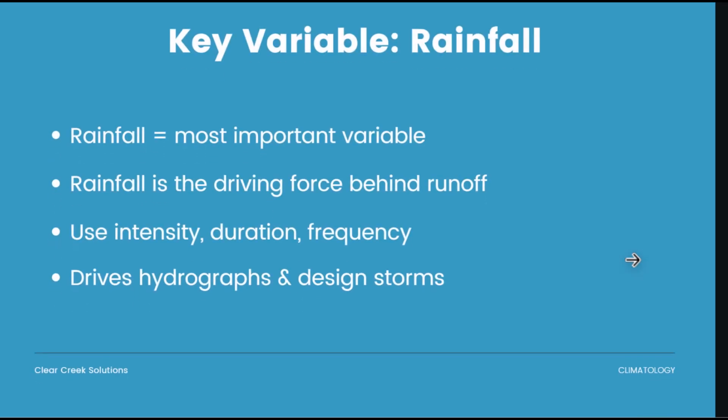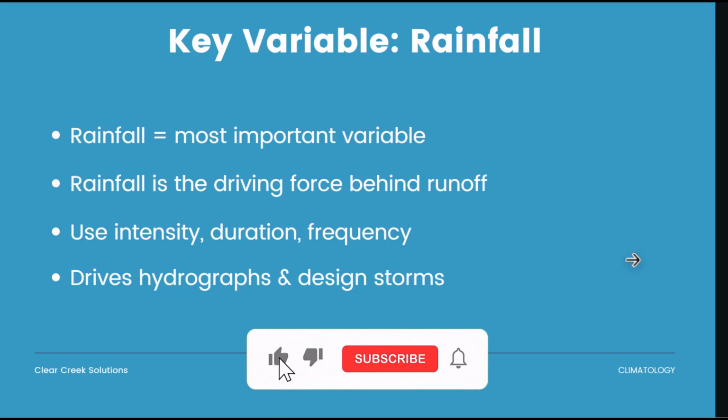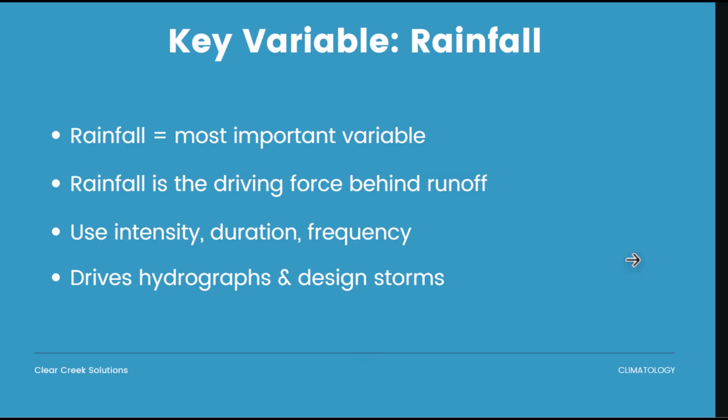Rainfall is the driving force behind runoff. Engineers rely on rainfall intensity, duration, and frequency statistics to create hydrographs and test different design storms. Long-term precipitation records are critical to simulate realistic site behavior. For example, a 100-year, 24-hour storm is derived directly from climatology rainfall data. So rainfall is the most important variable, the driving force behind runoff, using intensity, duration, and frequency, and it drives the creation of hydrographs and design storms.